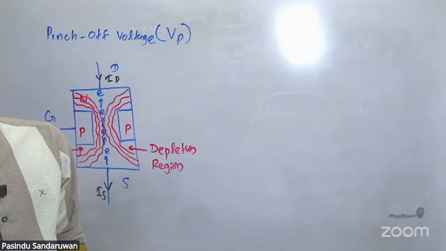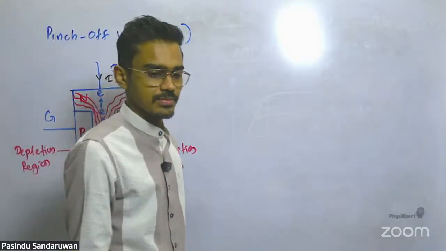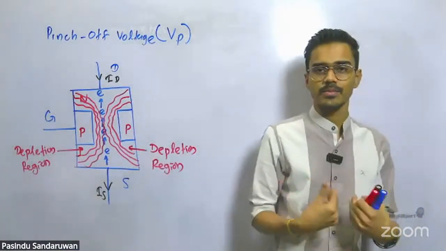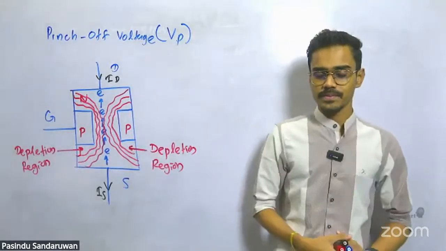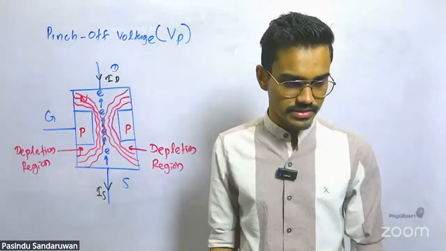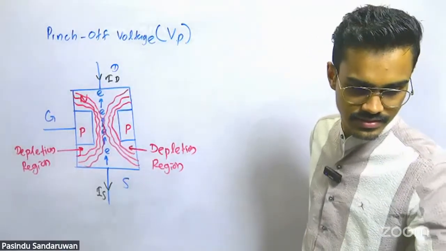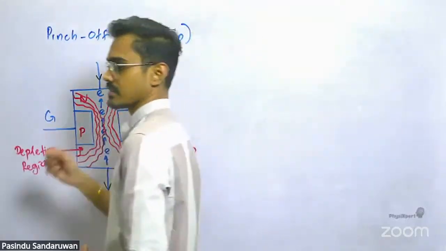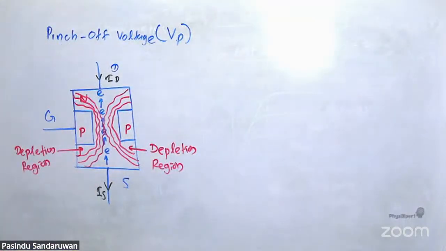Does the depletion region combine at a pinch of voltage? Exactly. Yes. It merges from both sides, combines from both sides, and stops the flow of electrons. Right?